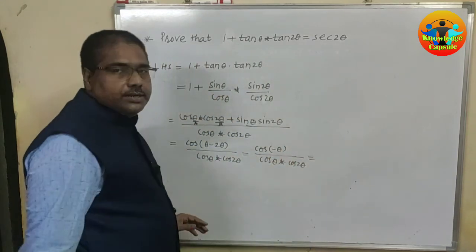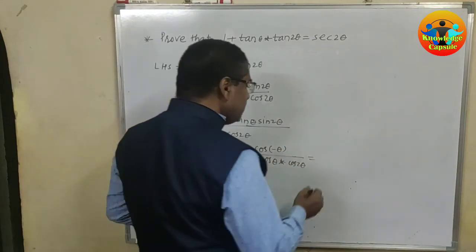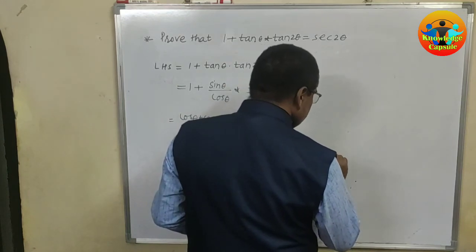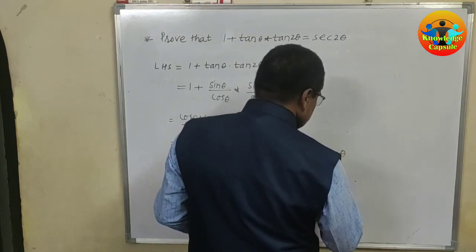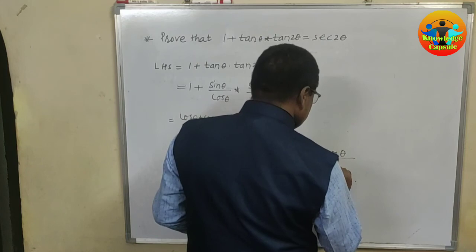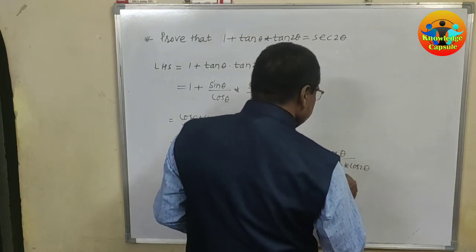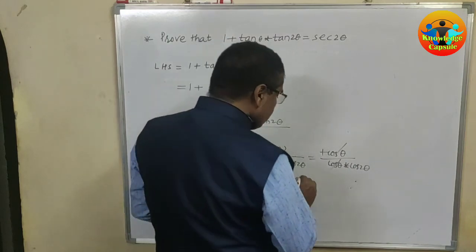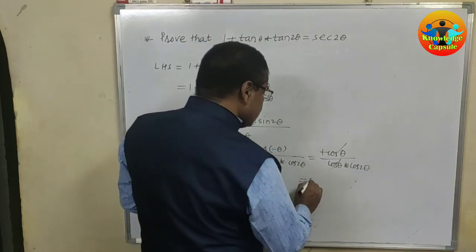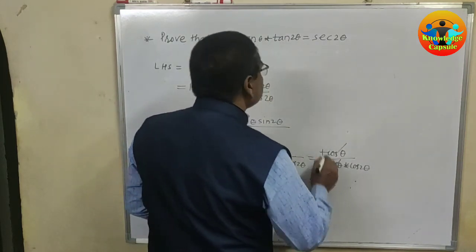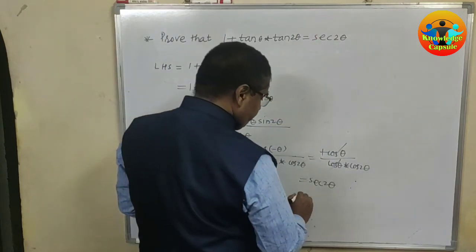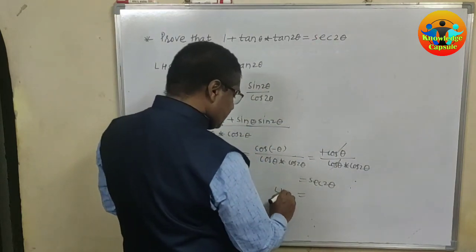Cos of minus theta is equal to cos theta, upon cos theta into cos 2 theta. This will get cancelled, and 1 upon cos 2 theta is sec 2 theta. Hence it is proved. LHS is equal to RHS.